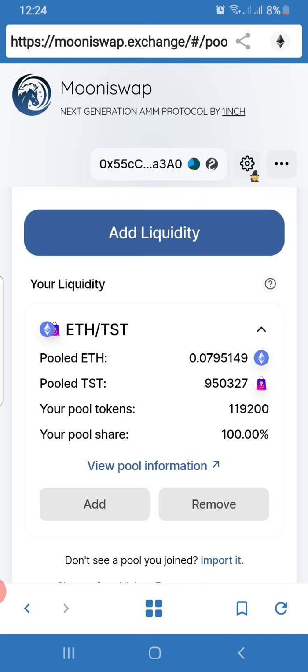So you can see that I am the only liquidity provider in Mooniswap because it's new. We just got it recently.